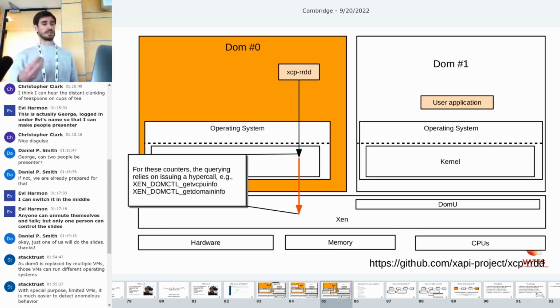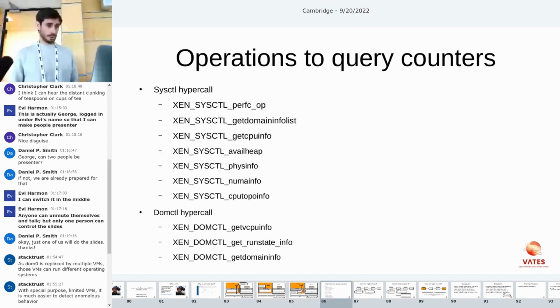So how is this actually implemented? Well, at the end, this ends up with a hypercall, and depending on the counter, it is going to use a different hypercall. We can see which counters exist and which interfaces they are using. We can list different counters and different interfaces. Basically we have two interfaces, which are the sysctl hypercall and the domctl hypercall.